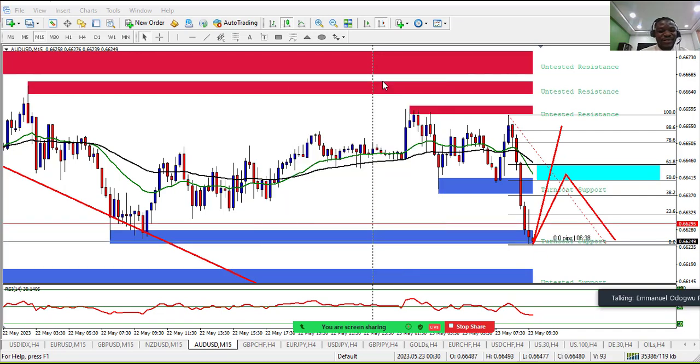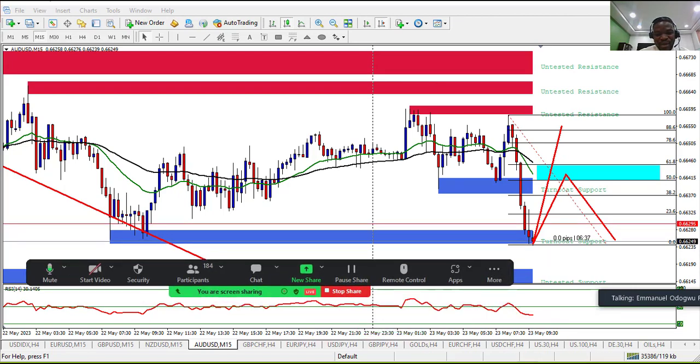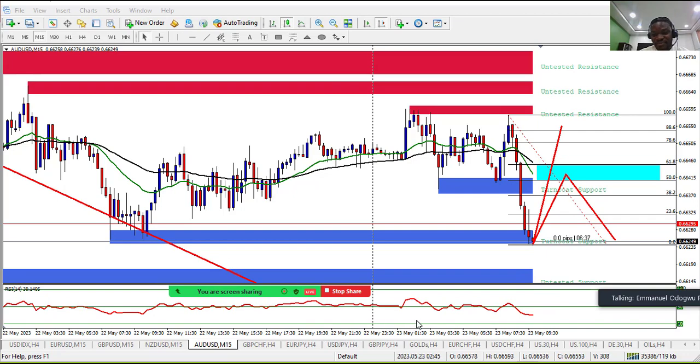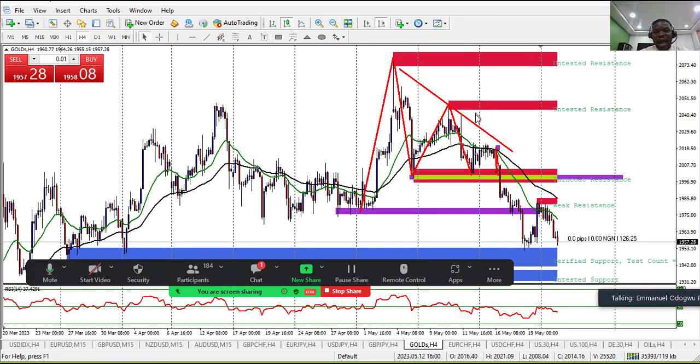Fantastic. So gold. I like this instrument, in fact my favorite precious metal. Like I always do, you can see this drawing we have here on the gold. From this drawing, you can tell that gold has shifted direction. Before it was pumping up, going up. Now gold has shifted direction, so we can be looking forward to take gold trades to the downside.